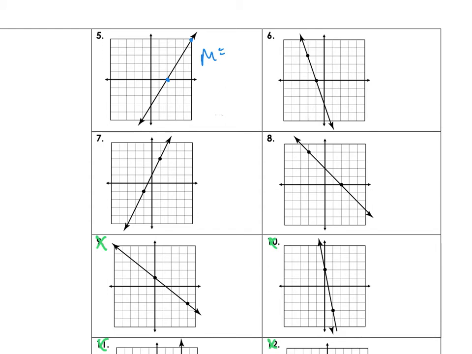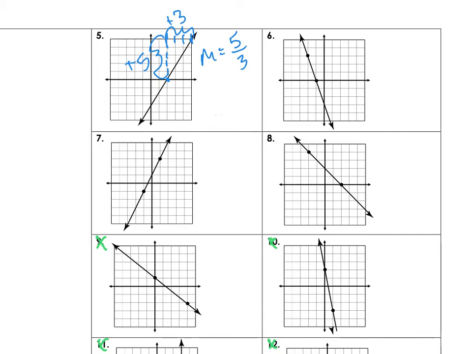So I need to find the vertical first, and I know that I go up 1, 2, 3, 4, 5. I have to double check. It's okay to double check. I went up 5, so that's a plus 5. And then I went over 1, 2, 3. And since I went to the right 3, that's plus 3, so I have 5 over 3.